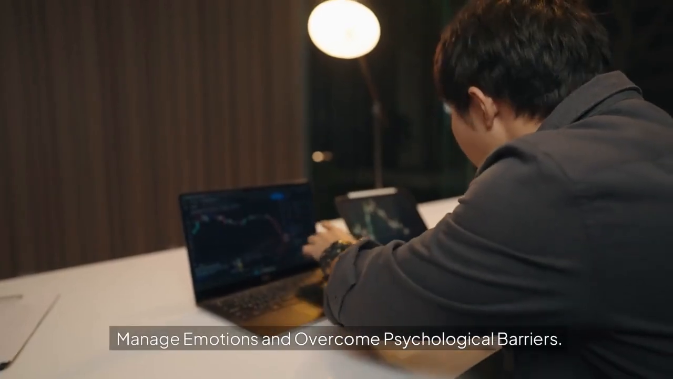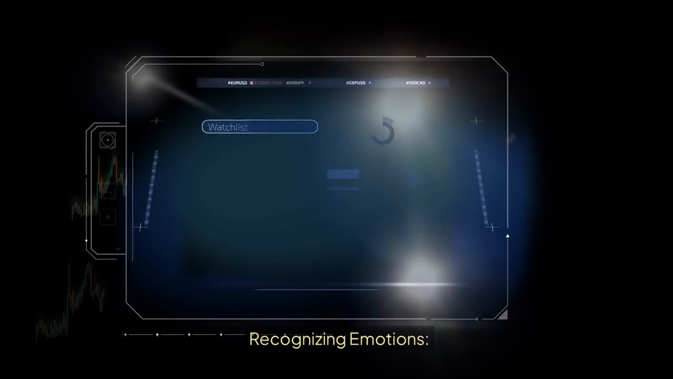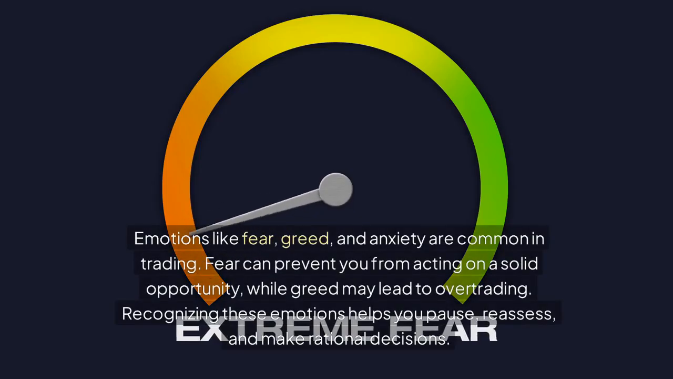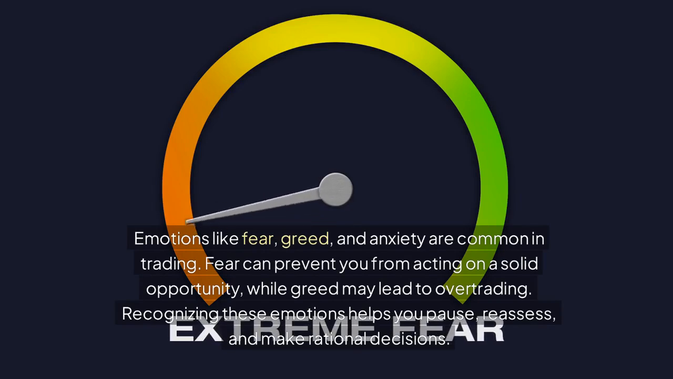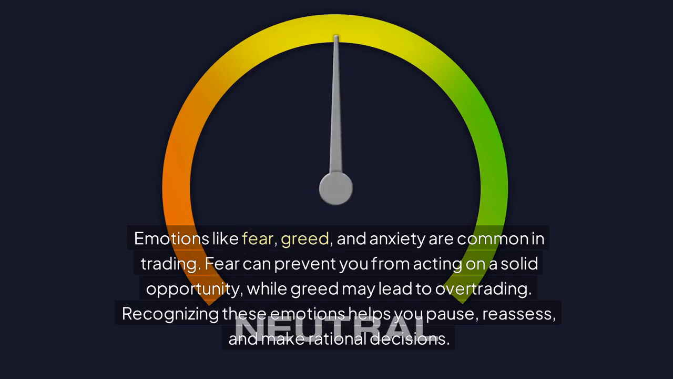Manage emotions and overcome psychological barriers. Recognizing emotions. Emotions like fear, greed, and anxiety are common in trading. Fear can prevent you from acting on a solid opportunity, while greed may lead to overtrading. Recognizing these emotions helps you pause, reassess, and make rational decisions.